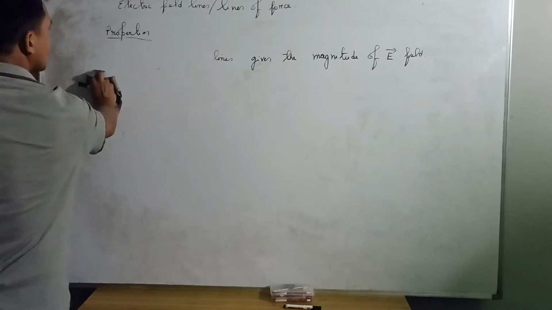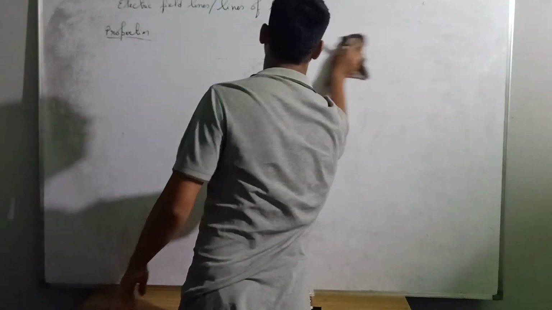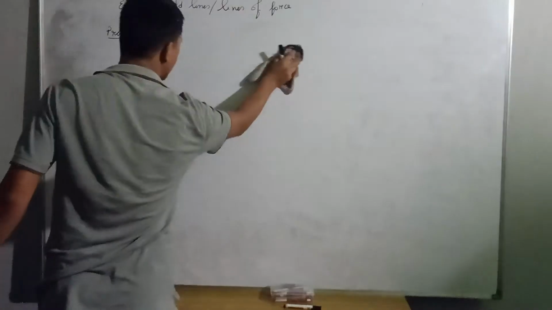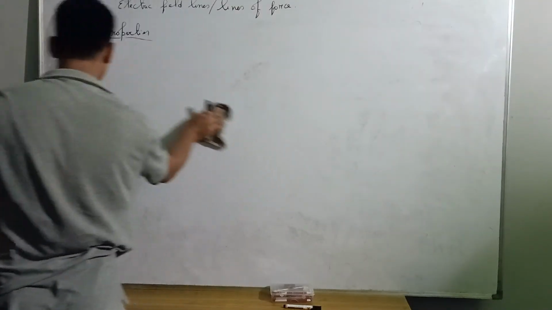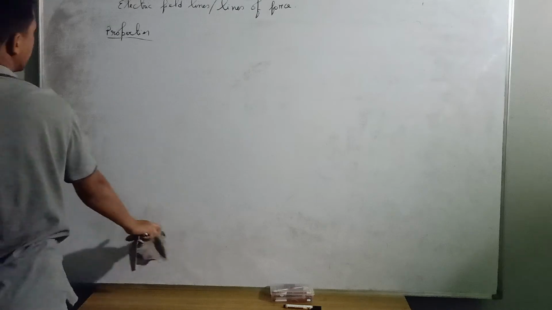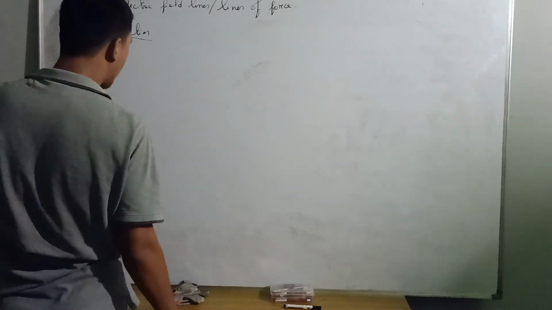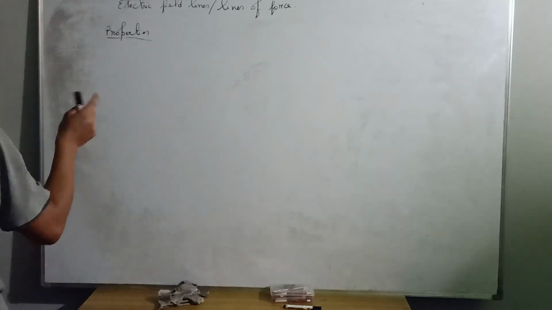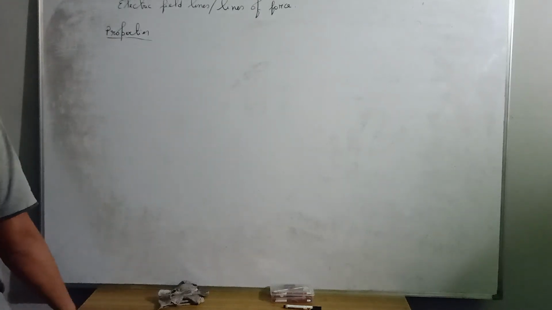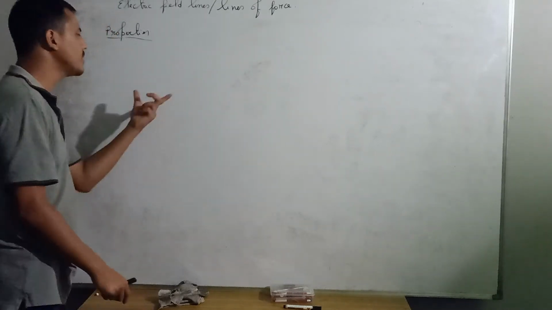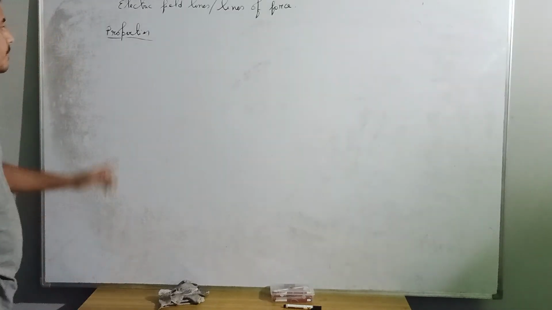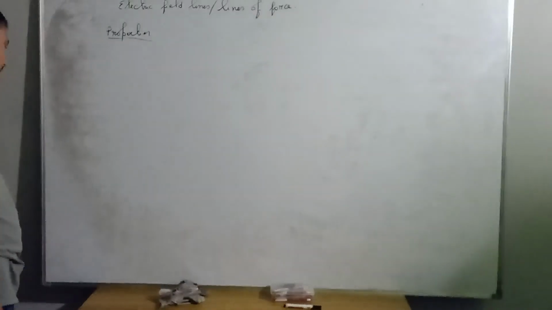The density of the field lines gives the magnitude of electric field. So at any region in space or at any point in space, wherever the density of lines is more, then the magnitude of electric field will also be more. At any region or at any point, if the density of field lines is less, then the magnitude will also be less in that case.